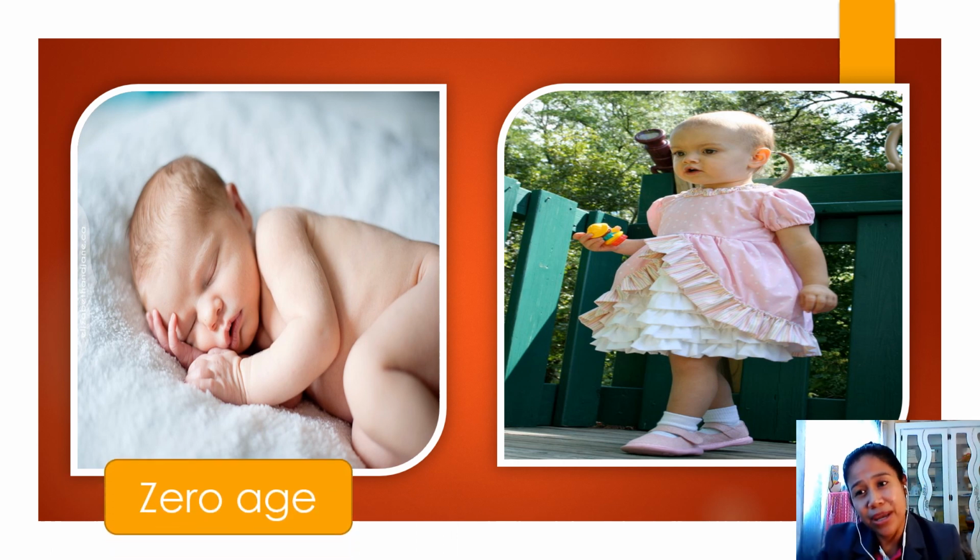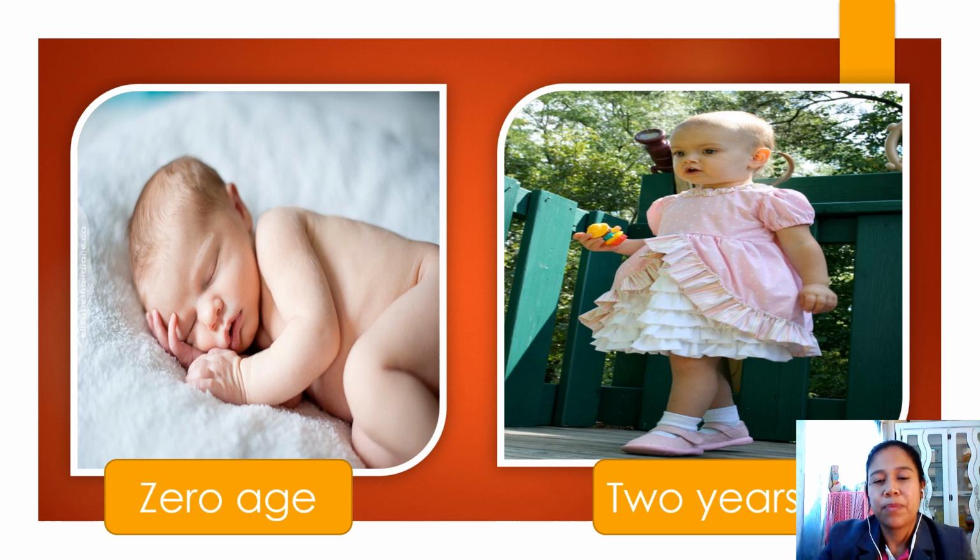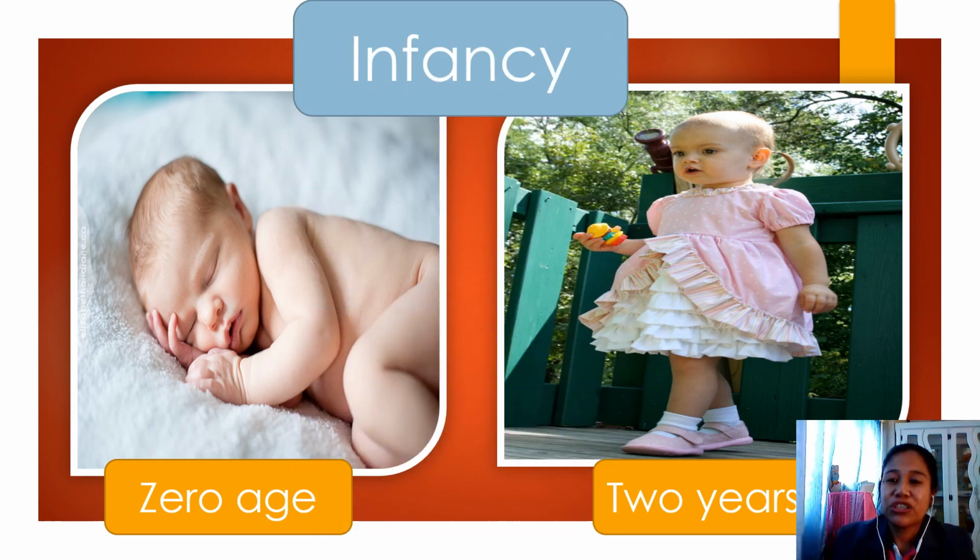Okay, so from zero age to 2 years old, it is called infancy stage. Now, at this stage, the infant depends on his or her parents for everything. The infant learns to move around and say a few words. For example, mama, mama. Do you remember? You were saying that a couple of years ago or 5 years ago? Now let's take a look at the next stage in the next page.